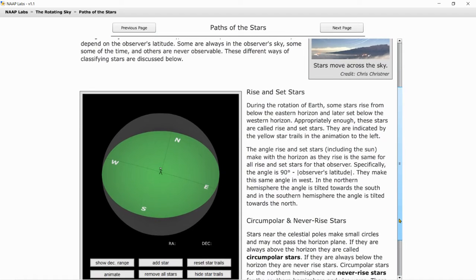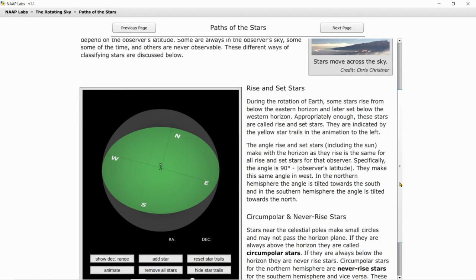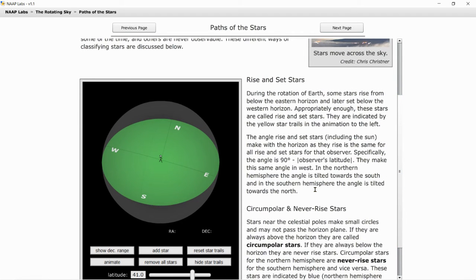Okay, so stars that you see part of the night, and then you don't see them the whole time, are called rise and set stars. During the rotation of the Earth, some stars rise from below the eastern horizon and later set below the western horizon. Appropriately enough, these stars are called rise and set stars. They are indicated by the yellow star trails in the animation to the left.